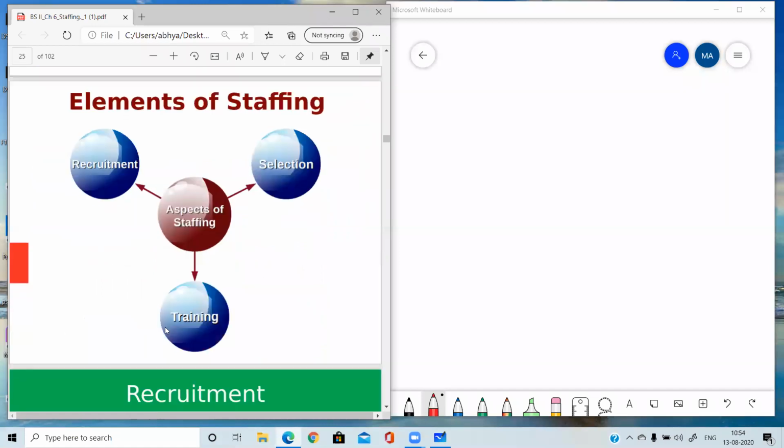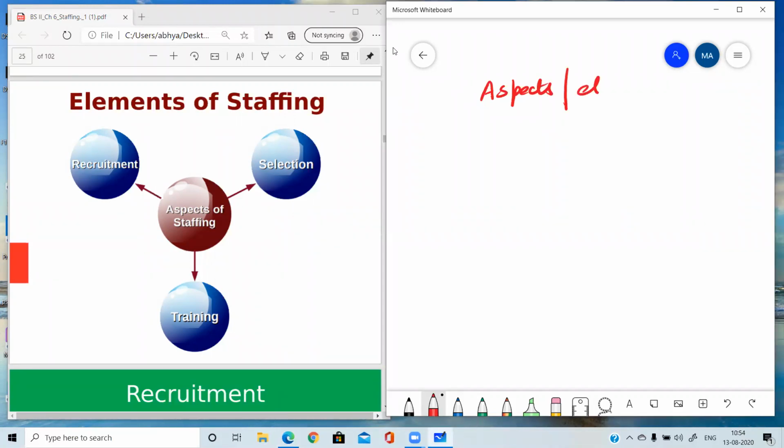So today's topic is elements of staffing. So all these three topics we have already done in staffing process, but now we will be doing all these three topics in detail. So there are three elements of staffing process, three elements, or we can say the aspects, elements, or components of staffing. Three components of staffing are there.